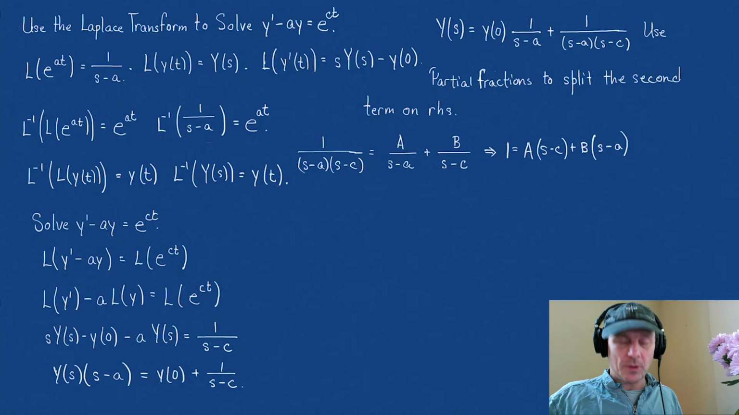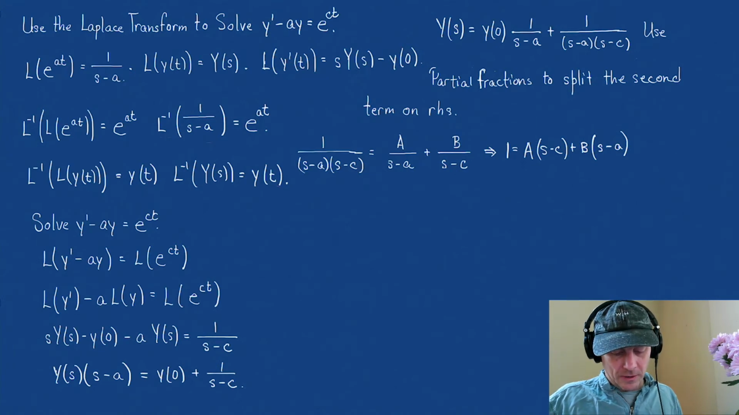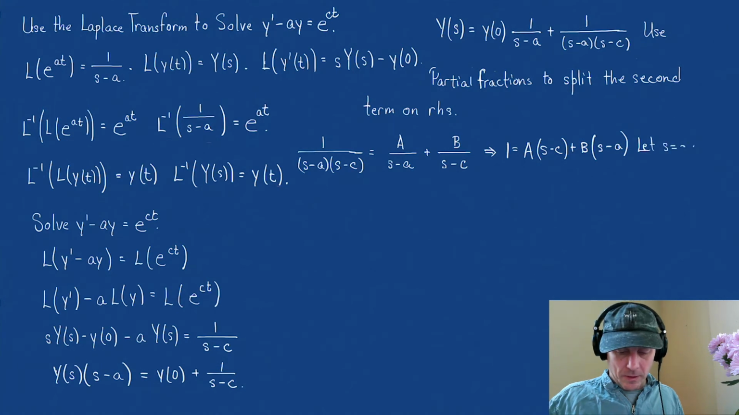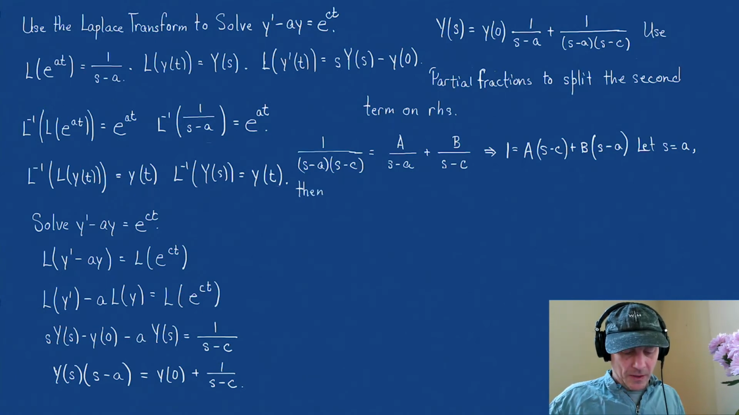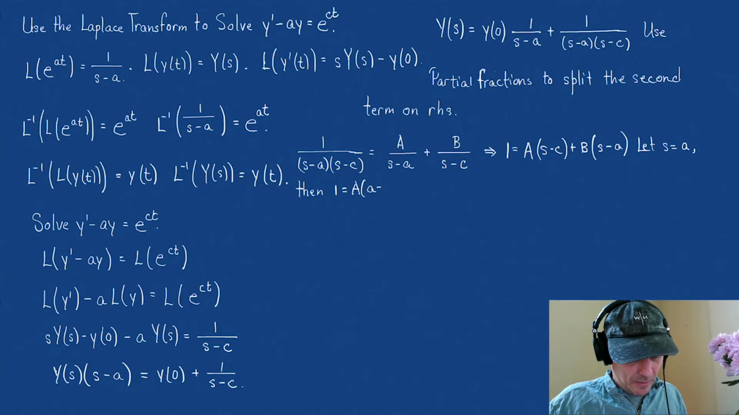Okay, and then to solve this, there's a few different ways. You could distribute and match coefficients, or another way is to say let s equal a. Then what do we get? Well, when we let s equal a, then the whole b term becomes 0. So then we're left with 1 equals a times, and then we substitute the s in for the a, so we have a minus c. So we can say that capital A is equal to 1 divided by a minus c.